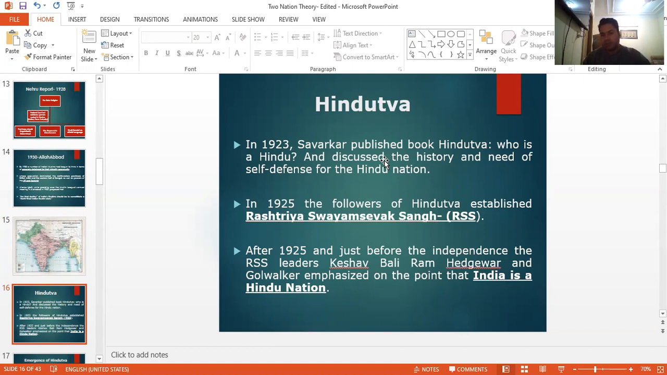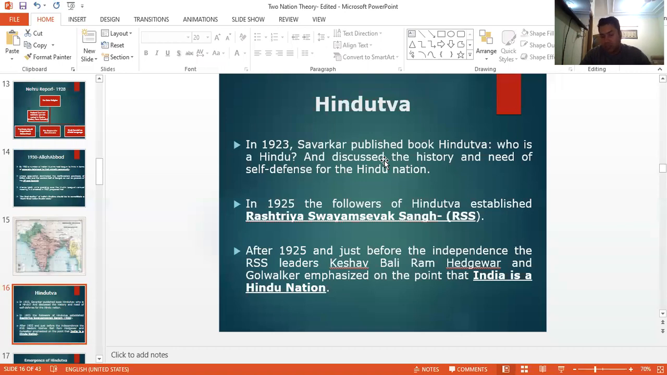But in 1923, Sarwakar published a book, Hindutva: Who is a Hindu, and discussed the history and need of self-defense for the Hindu nation. He believed that Hindustan, this region, India, belongs to Hindus only, and any other nationality in this region, whether they are Muslims, Christians, Jains, Buddhists, or any other, are foreigners and should be kicked out from this region. So ultimately, in 1925, the followers of Hindutva established the RSS, Rashtriya Swayamsevak Sangh.